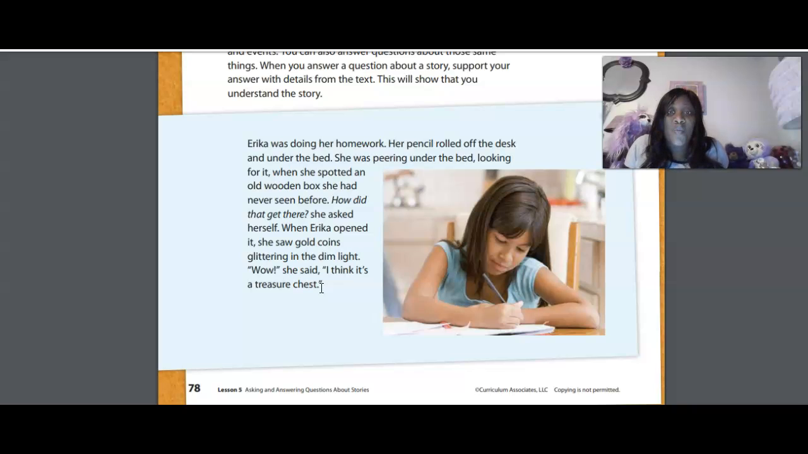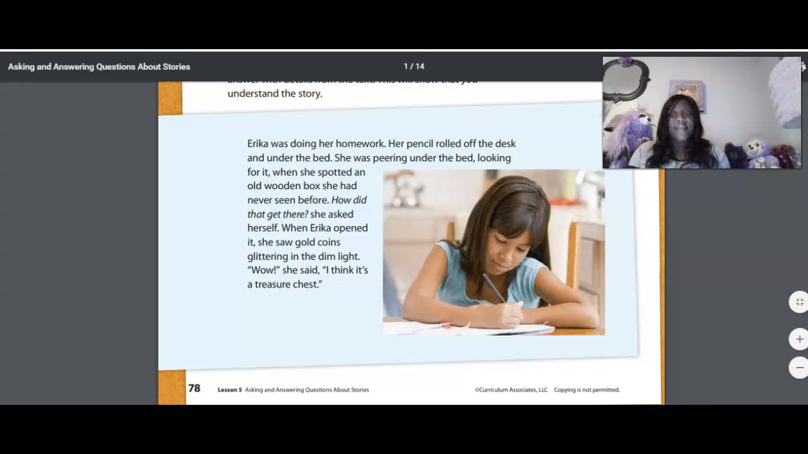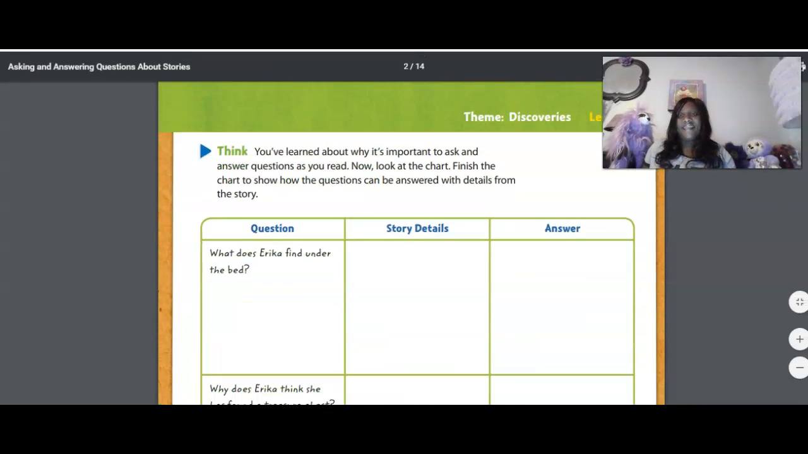Erica was doing her homework. Her pencil rolled off the desk and under the bed. She was peering under the bed looking for it when she spotted an old wooden box she had never seen before. How did that get there? She asked herself. When Erica opened it, she saw gold coins glittering in the dim light. Wow, she said. I think it's a treasure chest.